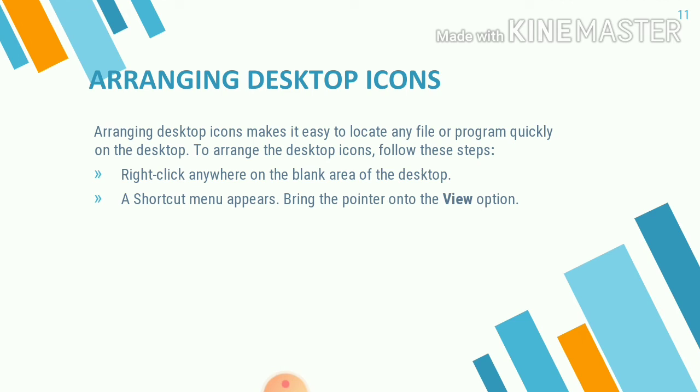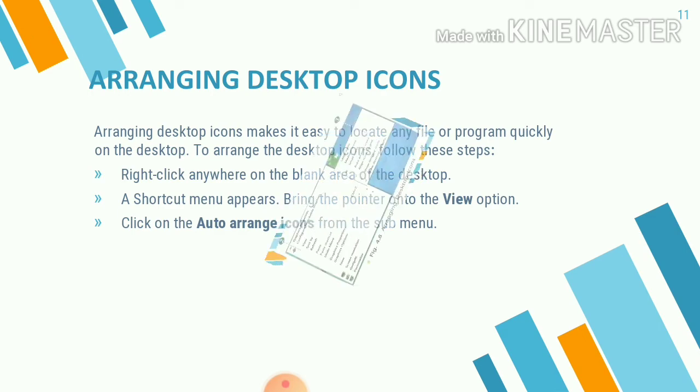A shortcut menu will appear on your screen. Bring the pointer onto the View option. So student, you have to point your pointer at the View option. You can see the submenu will appear on your screen, and then you have to select Auto Arrange Icons and click it.